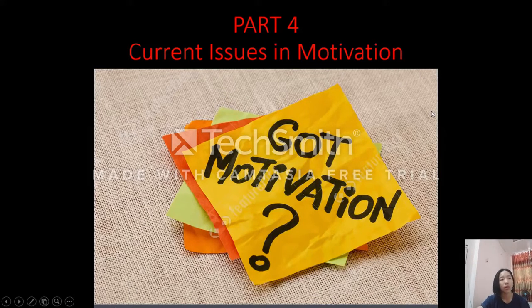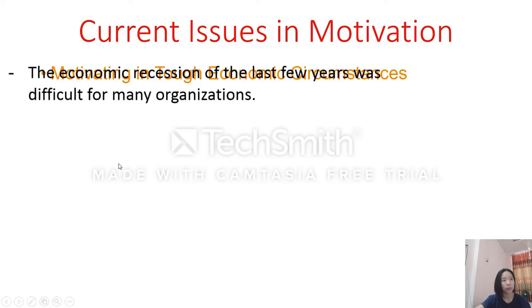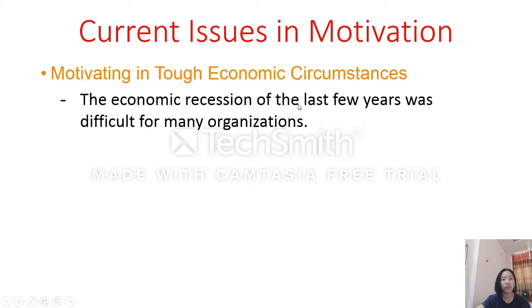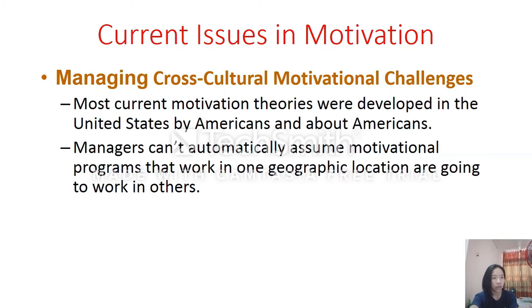Part 4 is about current issues in motivation. The first one is motivating in tough economic circumstances. The economic recession of the last few years was difficult for many organizations, and layoffs, tight budgets, minimal or no pay rises, benefit cuts, no bonuses, and long hours doing the work of those who have been laid off was the reality that many employees faced.